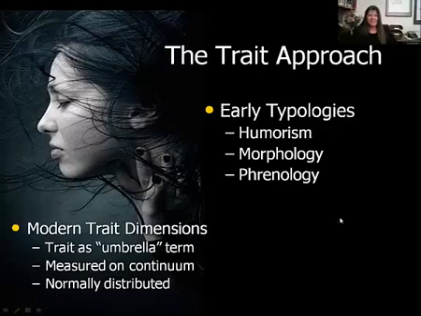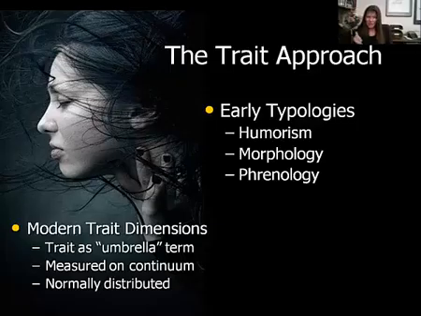But this brings us from the early typologies to our modern trait approach with its modern trait dimensions. When we say dimensions, we're talking about a continuum, right? It can be from 0 to 100, or from 1 to 50. That's pretty arbitrary. The important thing is that everybody's measured on the same continuum, so you can see how they differ relative to each other. Okay, so modern trait dimensions.